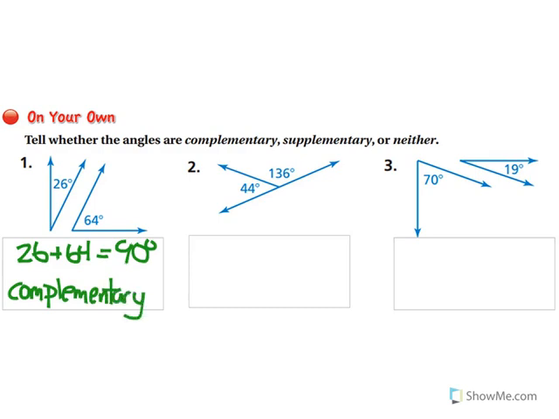All right, and then for number 2, we have 44 plus 136, which equals 180. So these are supplementary.